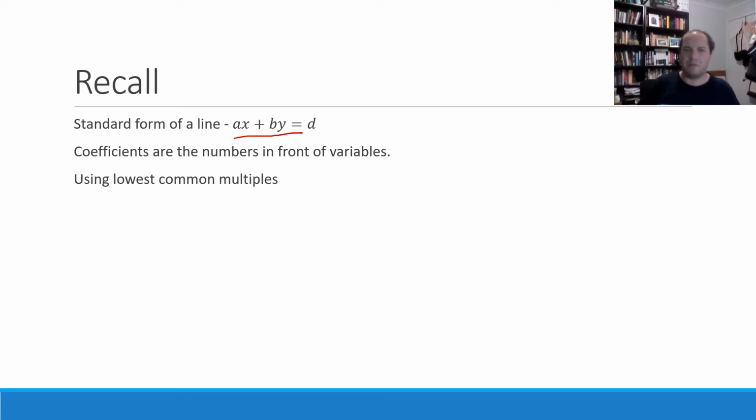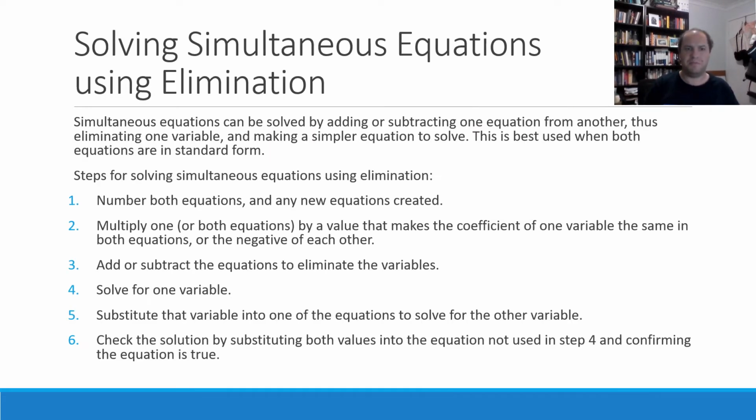So for example, if we've got an equation like 4x squared minus 3x, the coefficient of the x squared term is 4. The coefficient of the x term is negative 3. So that coefficient is the number in front of our variables, and then we also need to remember how to use lowest common multiples.